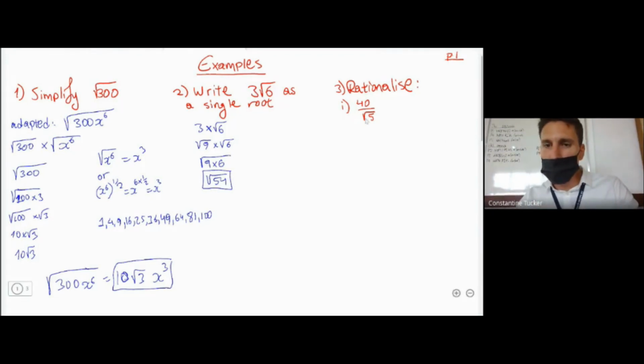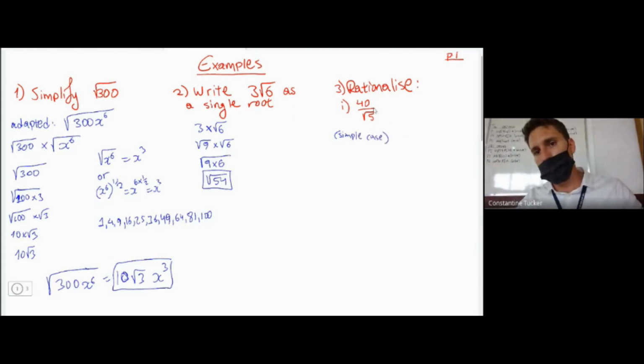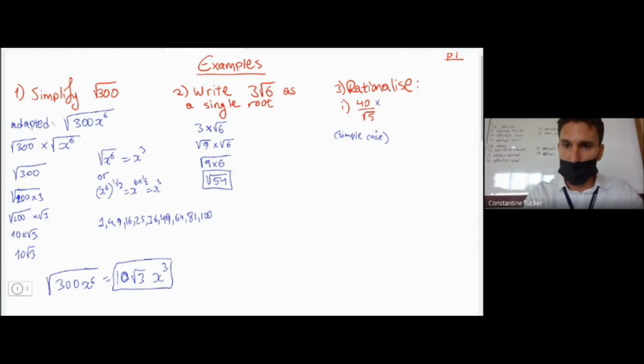Now, moving on to the next one, this is rationalizing the denominator of a fraction, which means eliminating the root from the denominator. This is the simple case where you only have one root in the denominator. This is easy peasy, lemon squeezy. All we have to do is multiply the top and bottom by the root we have in the denominator, which in this case is the root of 5. Okay, so what does that give us?